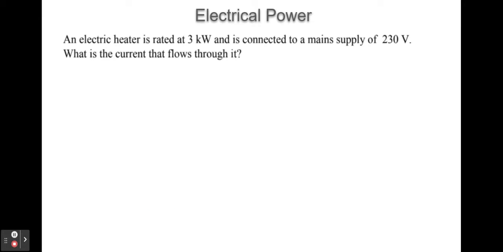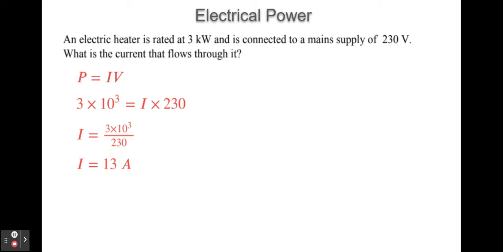So, for example, another electric heater is rated at 3 kilowatts and is connected to a main supply of 230 volts. What is the current that flows through it? So, we can use that formula, P equals I times V. Our power is 3 kilowatts. Kilo is the prefix for times 10 to the power of 3. So 3 times 10 to the power of 3 equals I times 230. So current, I, is 3 times 10 to the power of 3 divided by 230, which is 13 amps.